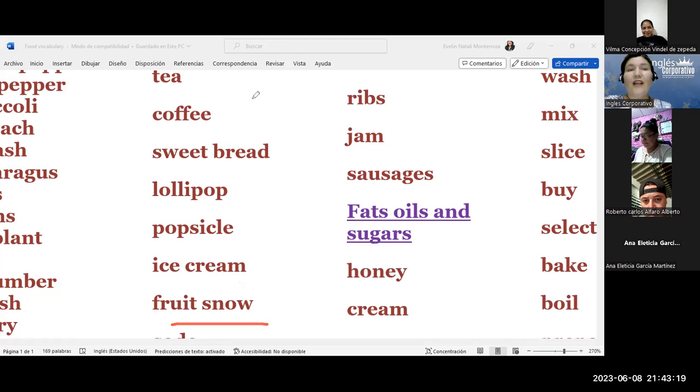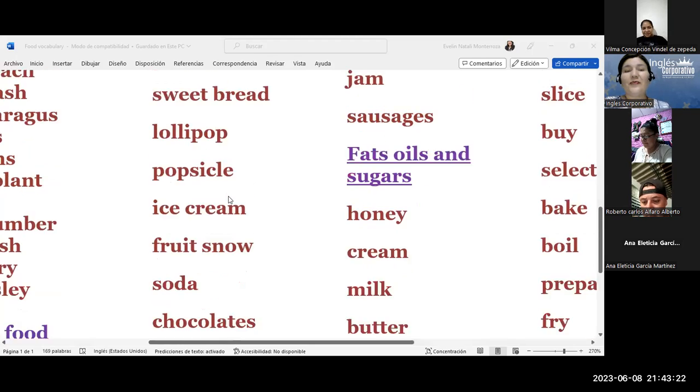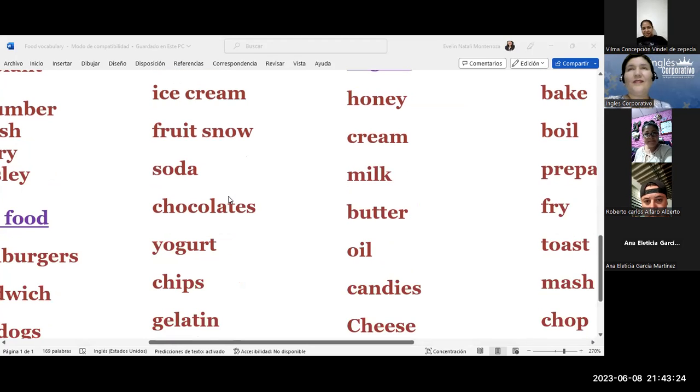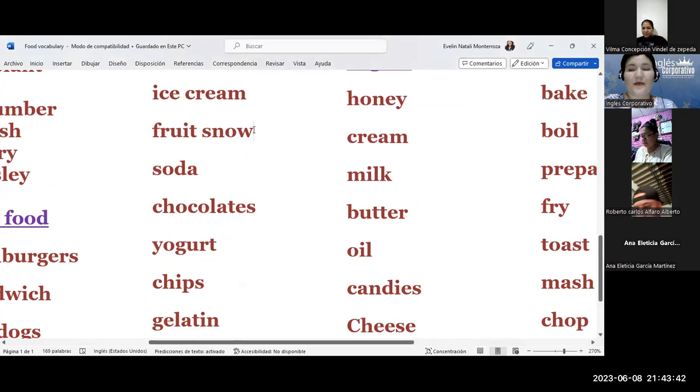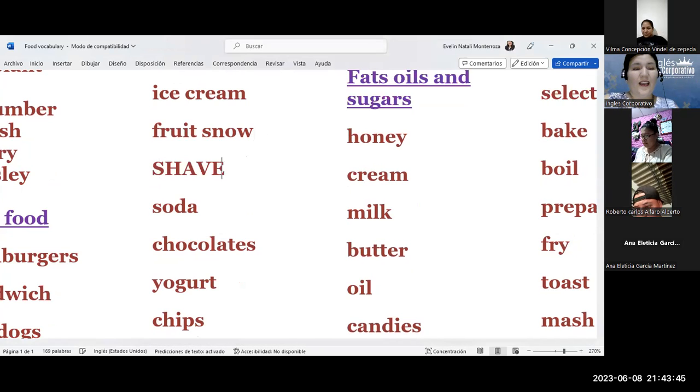Fruit snow, a fruit snow, it's... how do you call this one? It's not nieves. Nieves or raspados or snowies. Minuta. No, that has a different name. Shaved ice. It's called shaved ice. Por aquí lo vamos a poner. Shaved ice. Shaved ice son las minutas. Shaved ice.